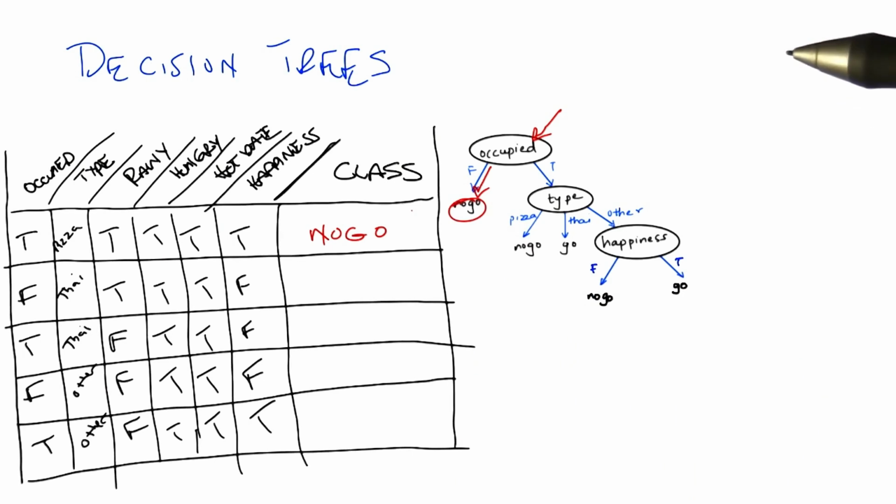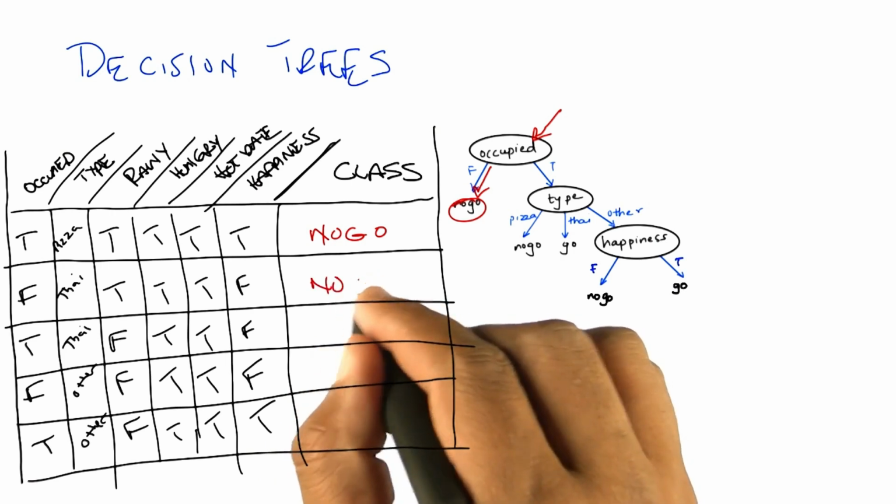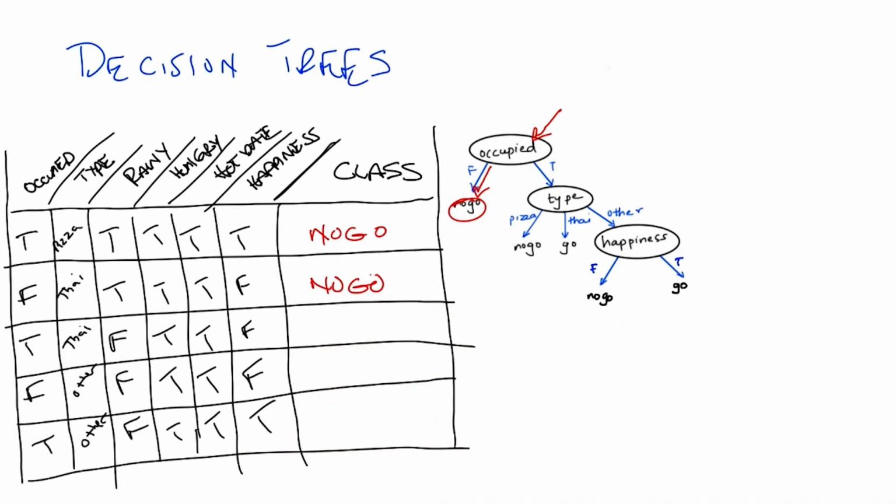And you don't have to look at any of the other nodes because it turns out that if it's not occupied, you just don't go into a restaurant. So you're the type of person who doesn't like to be the only person in a restaurant. Got it. All right. So that's a no-go. That's an important point, Michael.